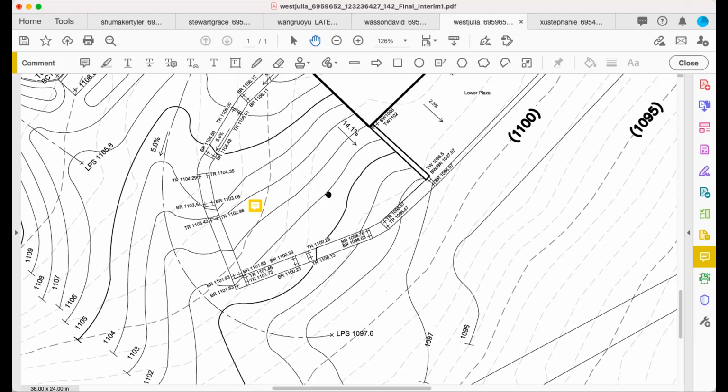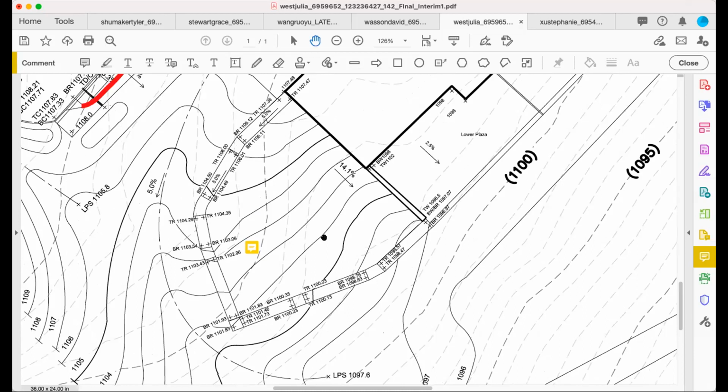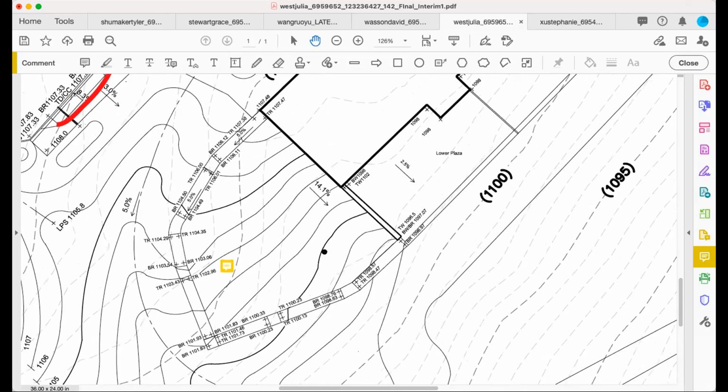We don't need landings if we have a 5% slope? If you have a 5% slope, you do not need a landing. If you exceed 5%, then you need landings. Okay.